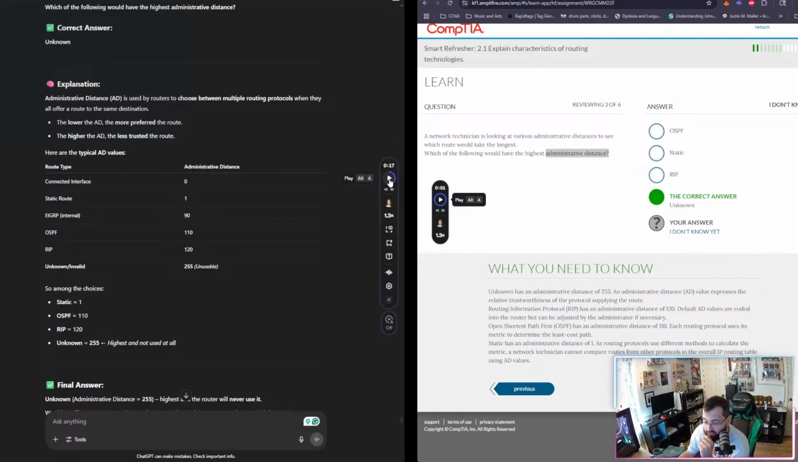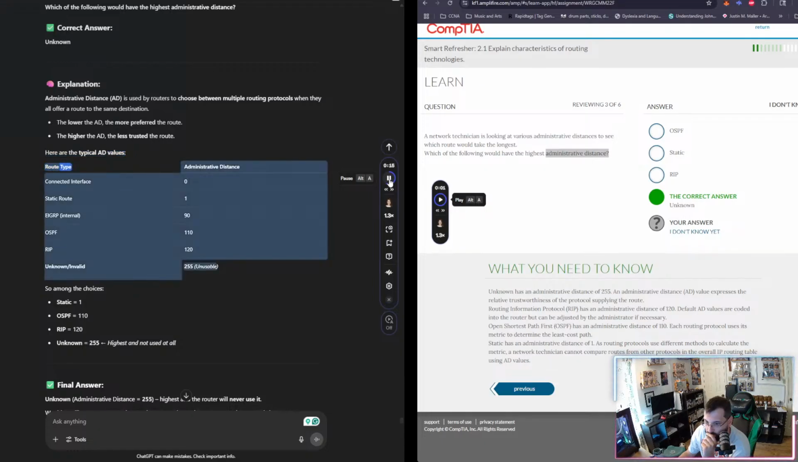So administrative distance is not the distance between two offices like I said earlier. It is the distance between point A and point B. Here are the typical AD values. Route type, administrative distance, connected.